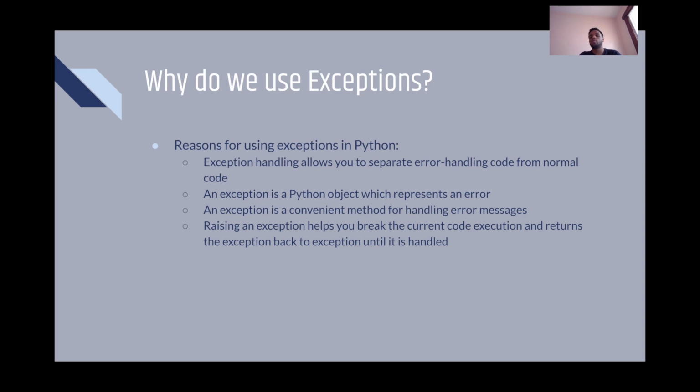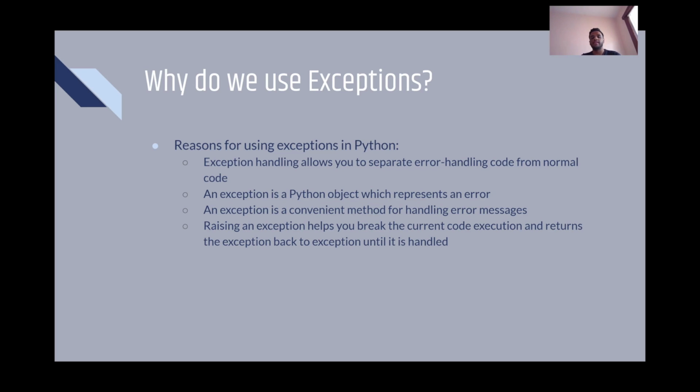Again, maybe a lot of you are wondering, why do we use exceptions? Here are some of the reasons. The first bullet point: exception handling allows you to separate error handling code from normal code. It gives you an idea of where the errors are happening, and then you can separate the working code from the not working code. An exception in Python is an object which represents an error. It's just telling us something's wrong with the code, you need to fix it.